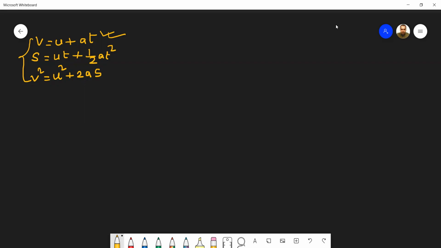Here s means the distance which the object has covered. And u and t we have learned already, and a is acceleration. So here also you have already got an introduction to these quantities. v² = u² + 2as. In this particular video, we will discuss the derivation of the equation v = u + at.